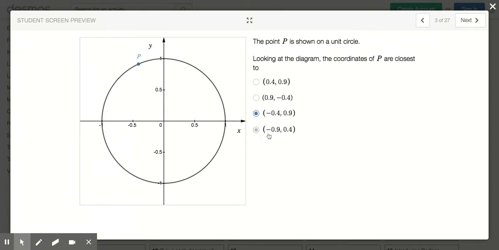Actually, this one is. But it looks like these two are flipped. So it should be closer to negative 0.4 and positive 0.9. So I'm going to go to this one. Okay, and that's what you guys should have as an answer.